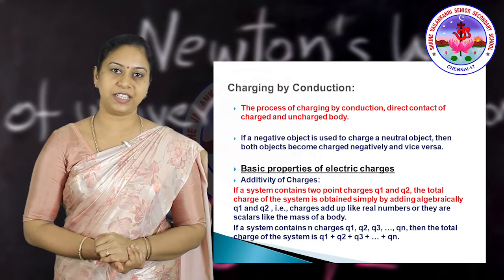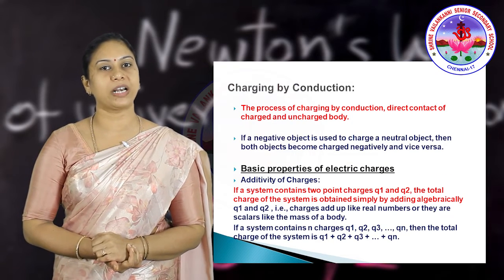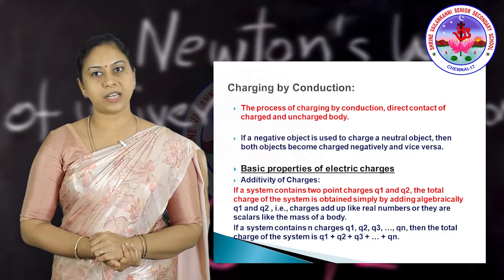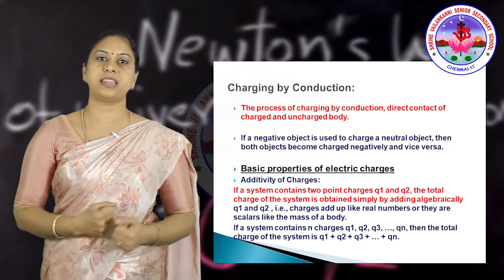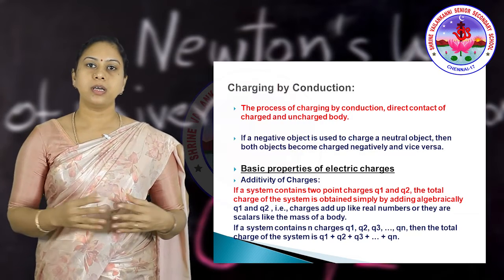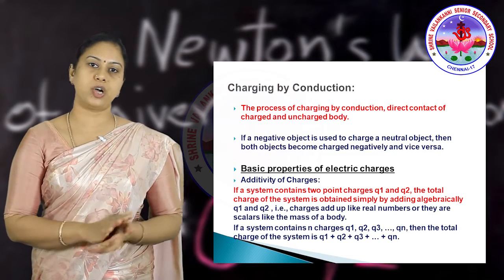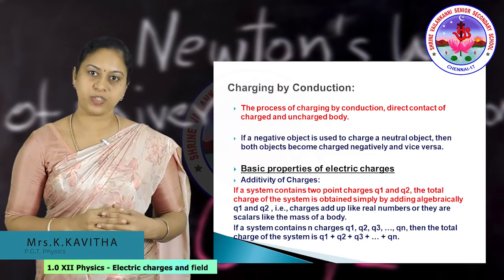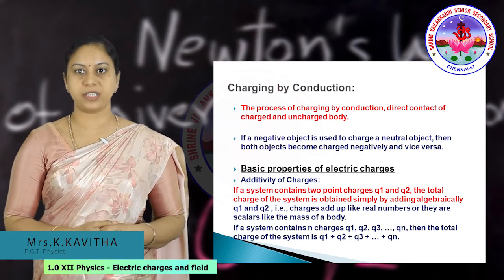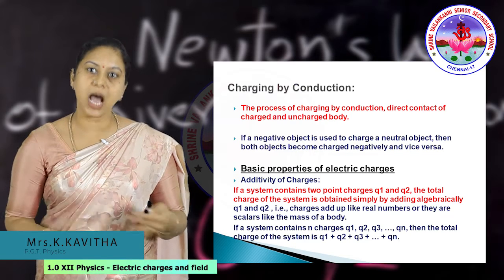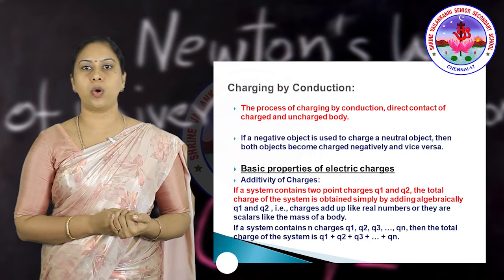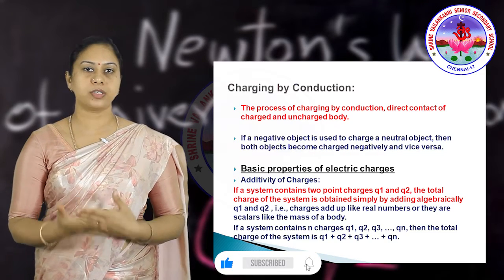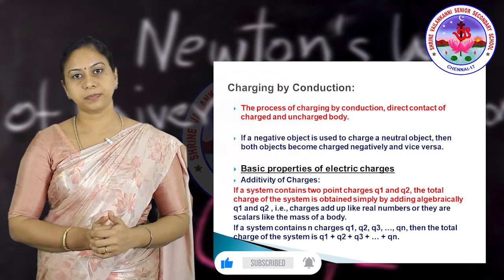Now charging by conduction, as we know very well from our lower classes. What is that? The process of charging by conduction is nothing but direct contact of a charged body and an uncharged body. Which means, if a negatively charged object is used to charge a neutral object, then both the objects become negatively charged. Got it?